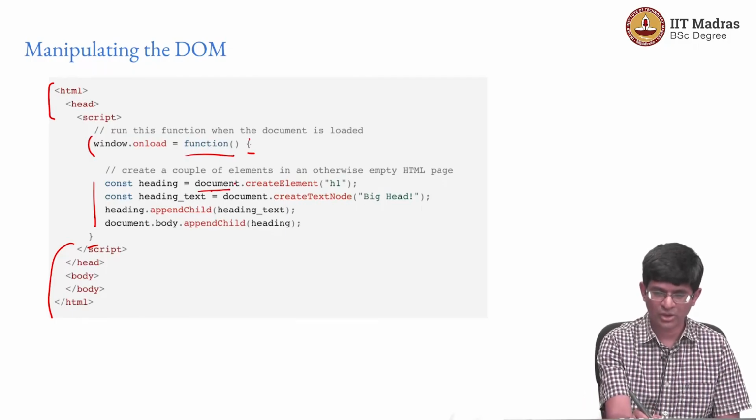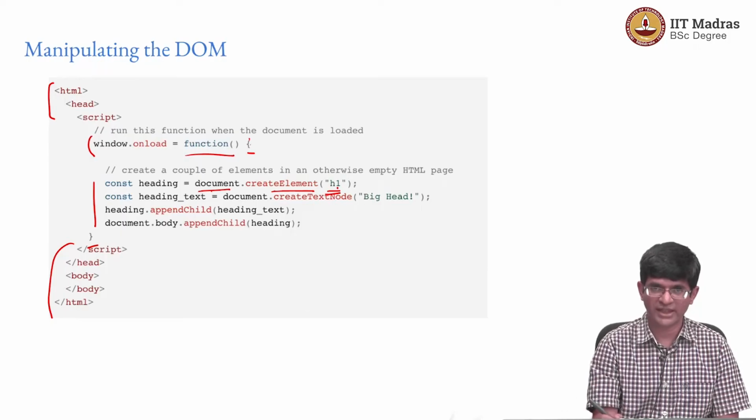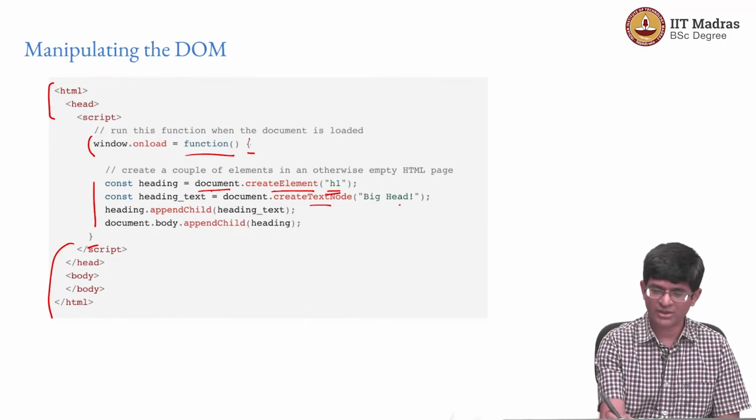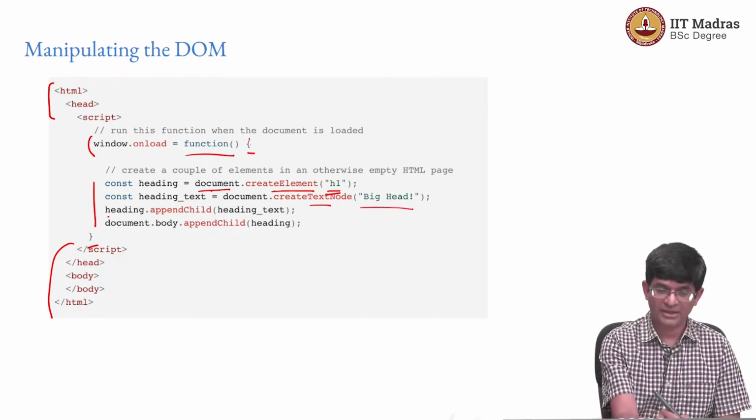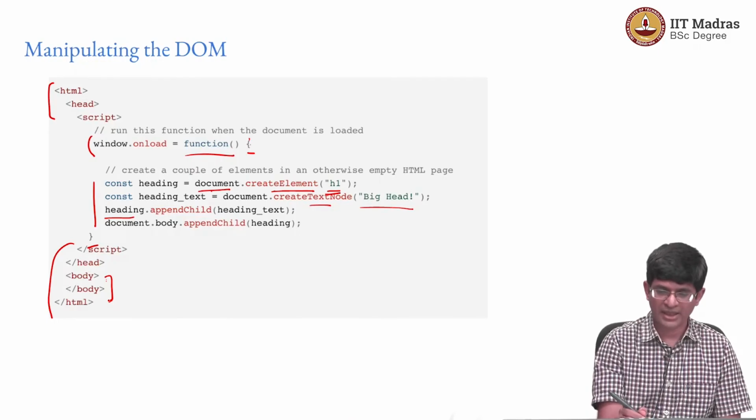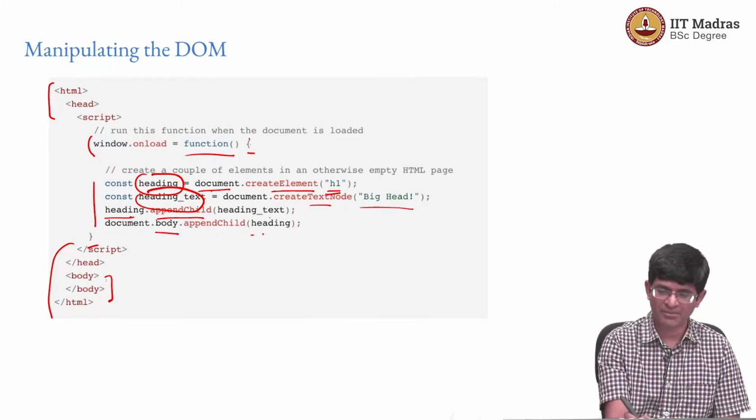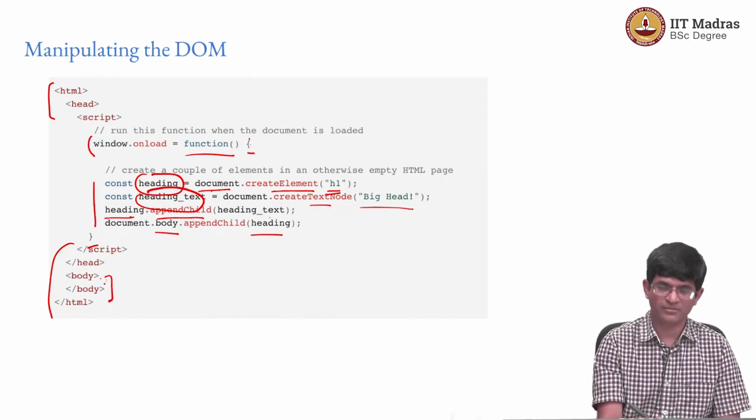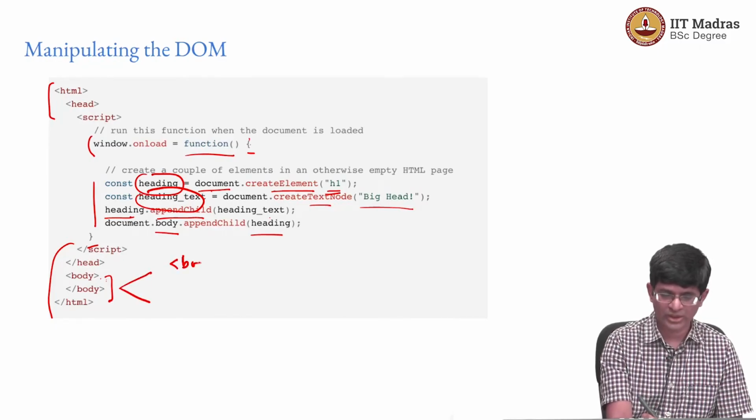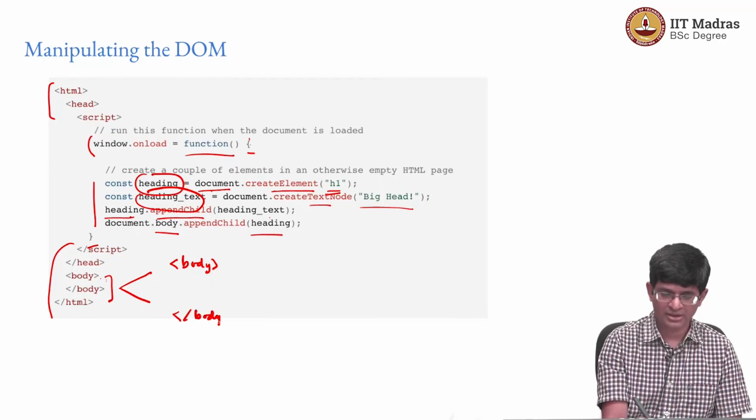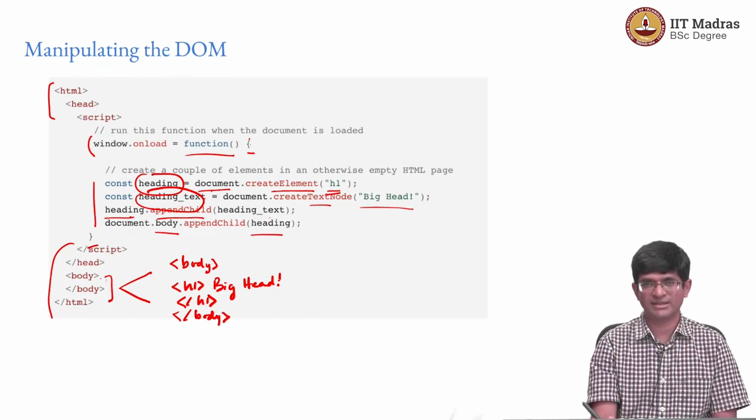What will actually happen? It will go to the document, it will create a new element of type h1, so an h1 heading, right? It will create another text node with the value "big head", and it will take this heading object and append the heading text to that heading object, and it will take the body out here and append whatever it has just created inside the body. Which means that after this has run, this will end up looking like body, slash body, but inside it will actually have h1, slash h1, and this big head will be there as the text inside the h1 tag, okay?